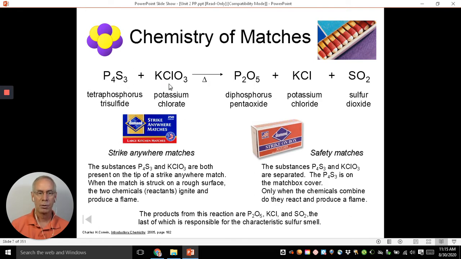And the potassium chlorate is a second reactant. So the phosphorus is actually on the side of the box of matches. That's the tetraphosphorus trisulfide right here. And the potassium chlorate is on the tip of the match. And until those two make contact, that match will not go. So that's what makes it a safety match. A strike anywhere match has both ingredients on the match head.